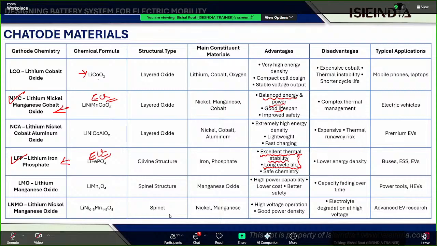And if you do the nail penetration test on NMC and LFP, NMC will explode in the nail penetration test. The temperature will shoot up linearly. But in LFP, your temperature won't shoot up. That is the reason the company BYD is working on blade batteries. I hope you all understood what exactly a blade battery is. The blade battery utilizes this LFP chemistry only, because LFP is more utilizable and more thermally stable.